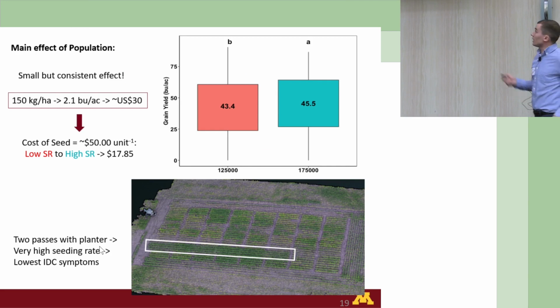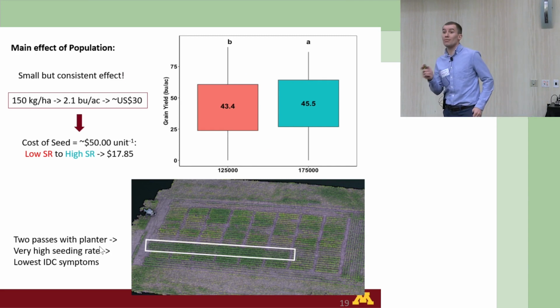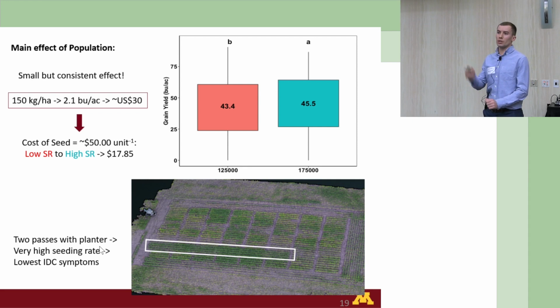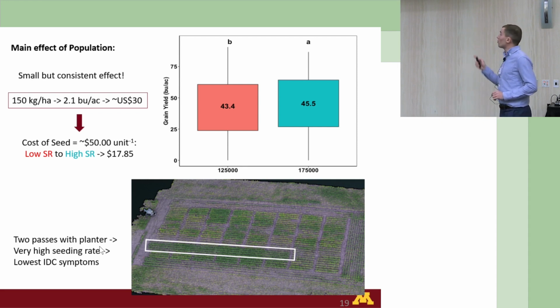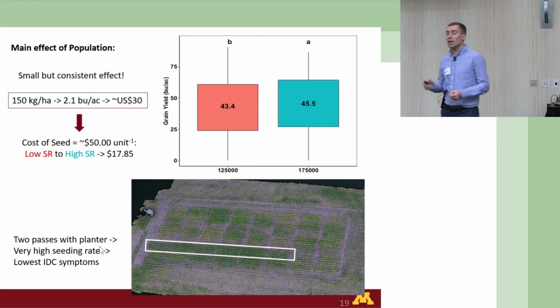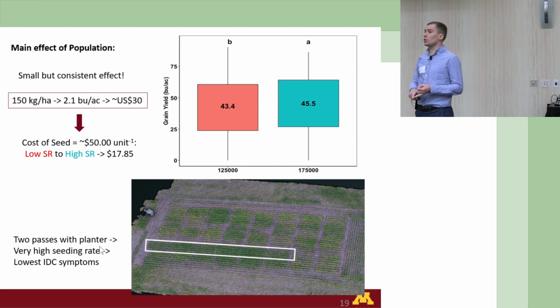And lastly, we have the main effect of population. We can see in this population graph here that increasing the seeding rate from 125 to 175,000 seeds per acre significantly increased grain yield by an average of 2 bushels per acre. Yes, this was a smaller effect compared to the iron chelate application and the varieties, but it's more important here that this effect was consistent. It was consistent across IDC intensities because we did not find an interaction with the environmental index, and it was also consistent across treatment combinations because we did not find an interaction with other management strategies.